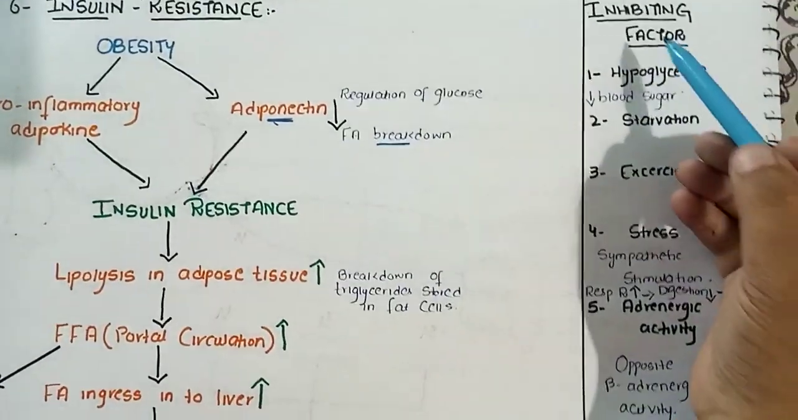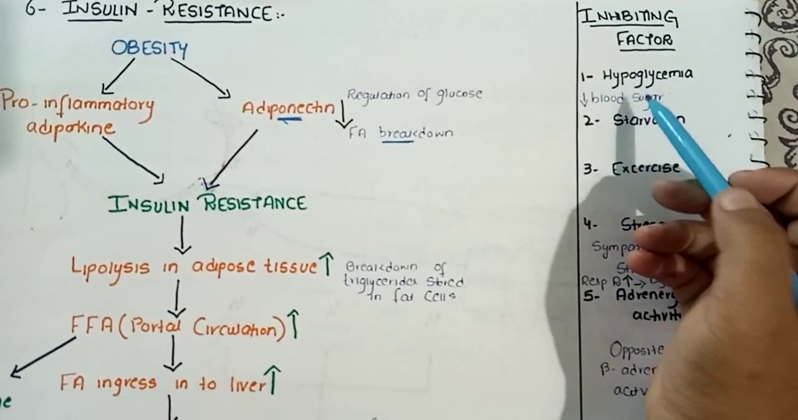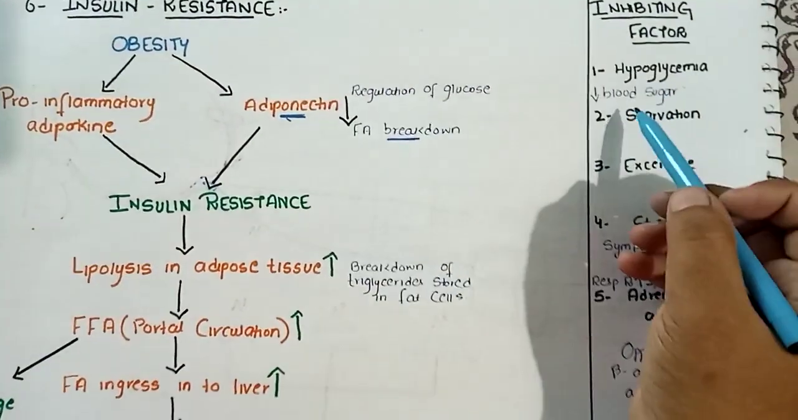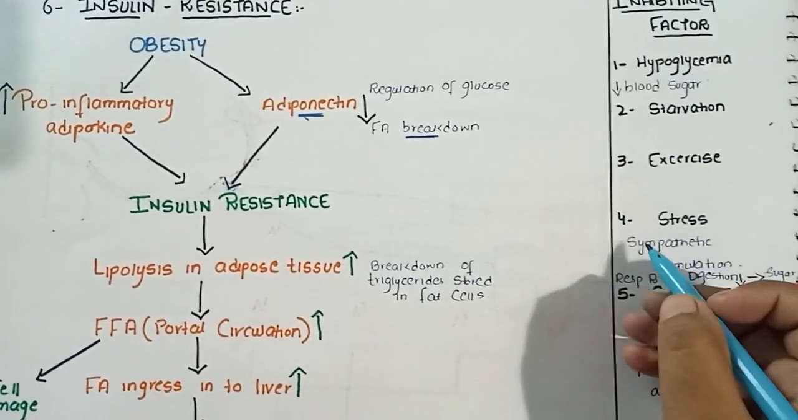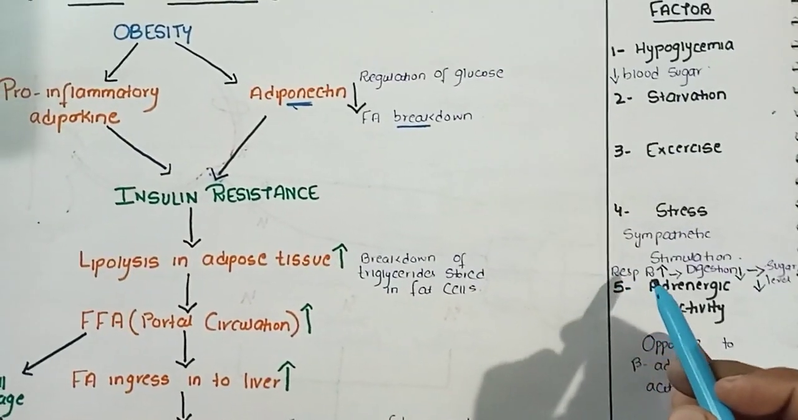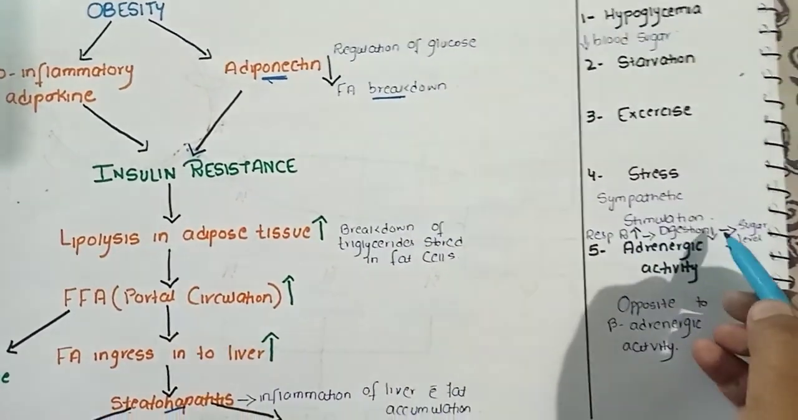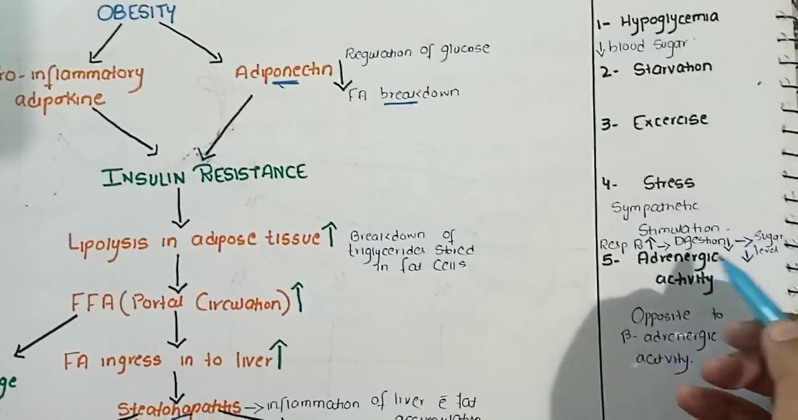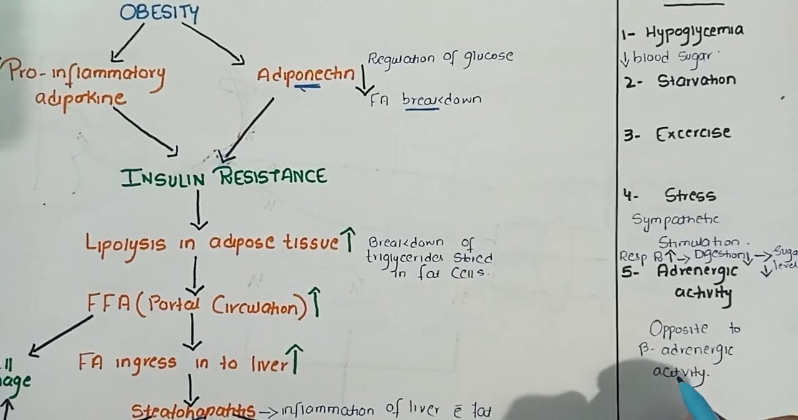Now I will explain to you about the inhibiting factors. The first is hypoglycemia, and this is a condition in which there is low blood sugar, and it is opposite to hyperglycemia. Then starvation and exercise. The fourth one is stress. Stress is basically the sympathetic condition in which the respiratory rate will be high and the digestion rate will be low. So due to the decreased digestion rate, the blood sugar level will also be low, and it will cause the inhibition of insulin. And then the adrenergic activity, which is opposite to the beta adrenergic activity.